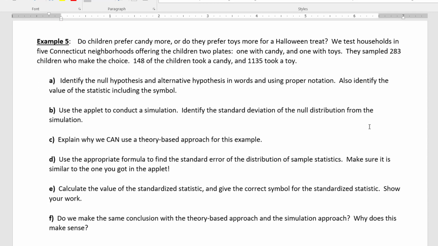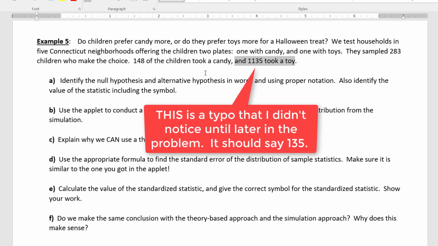In example 5, it asks, do children prefer candy more or do they prefer toys more for Halloween? We test households in 5 Connecticut neighborhoods offering children 2 plates, one that has candy, one that has toys. They sampled 283 children who made the choice. And it turns out that 148 of the children took the candy and 135 children took the toy.